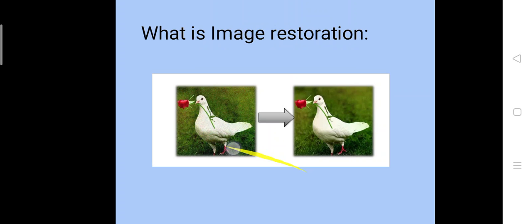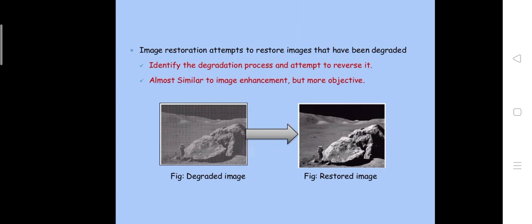So let's move next. What is image restoration? You can see in this image that the pigeon in a blurred image is restored into a very clear portrait image. That is nothing but image restoration. Image restoration is when you restore the image from its degraded form. Image restoration attempts to restore images that have been degraded. I told you that the image is degraded and we restore it back into its normal form. Here is another example of image restoration.